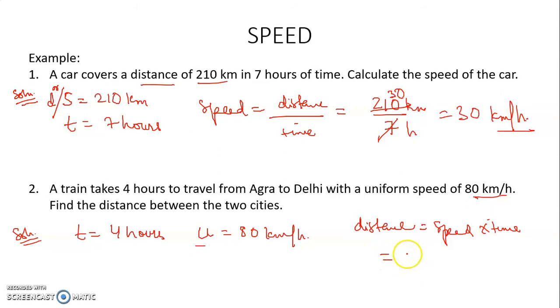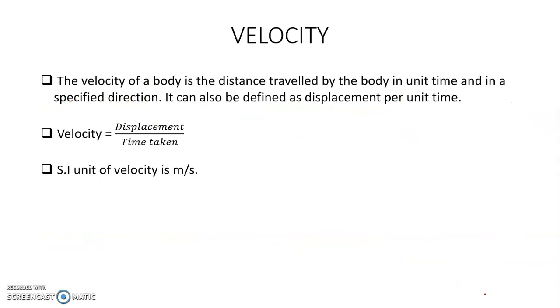So speed is how much? 80, and time is 4. So this will give you how much? 320. And distance is always in kilometer. So the answer will be 320 kilometer. So this is how we have to apply ourselves. Now let us move on to velocity.